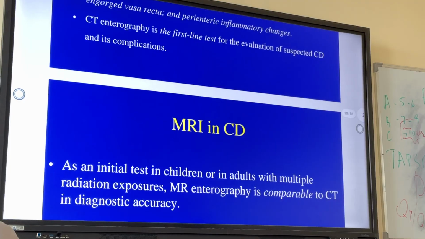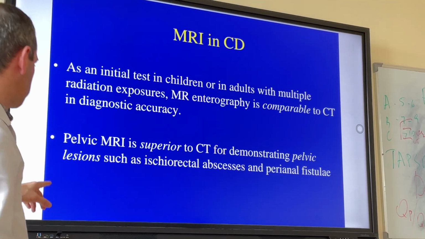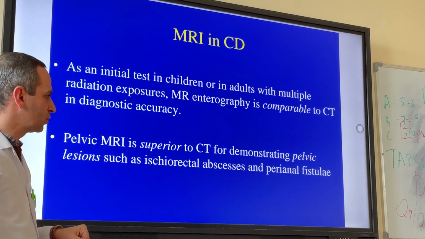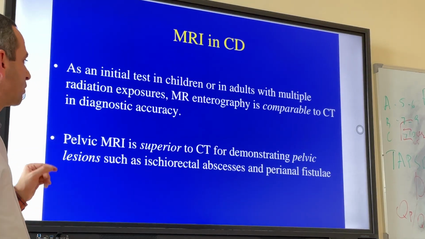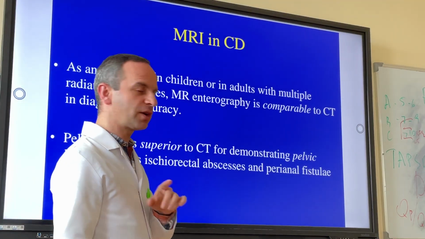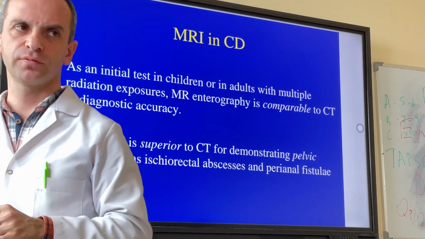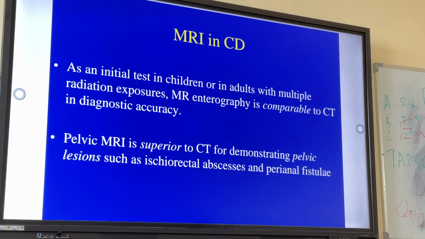MRI. MRI for the pelvic region is superior to computed tomography for demonstrating pelvic lesions. It's not so rare, I see, ischiorectal abscesses and perianal fistula. They may be a cause of fever of unknown origin until you find that the ischiorectal part has an abscess.